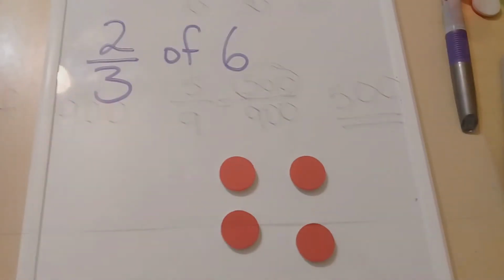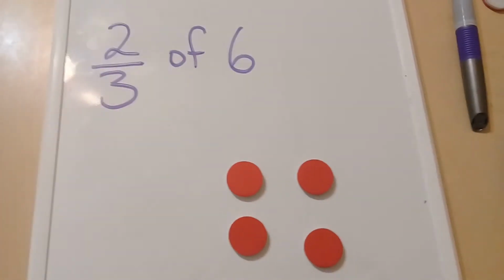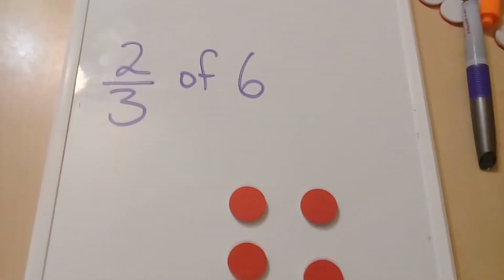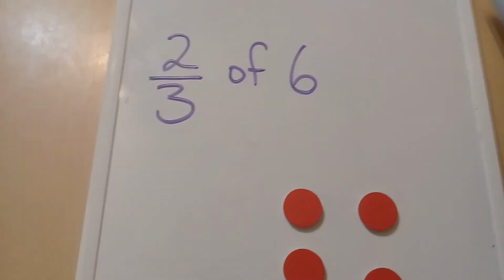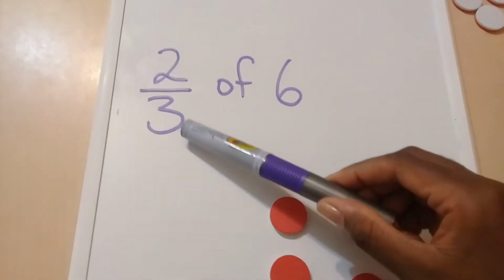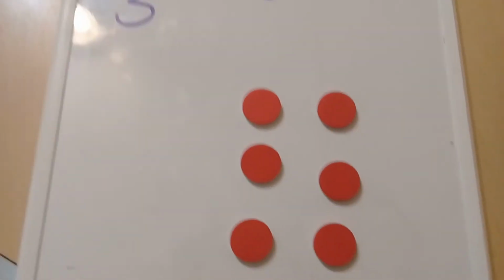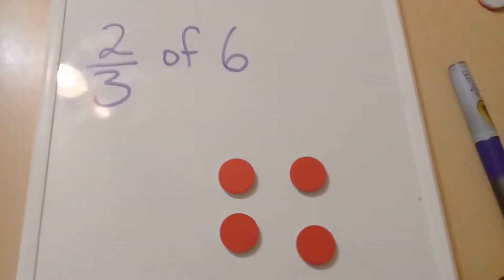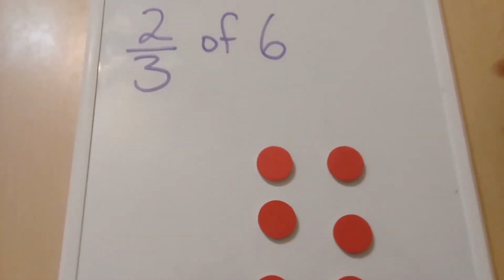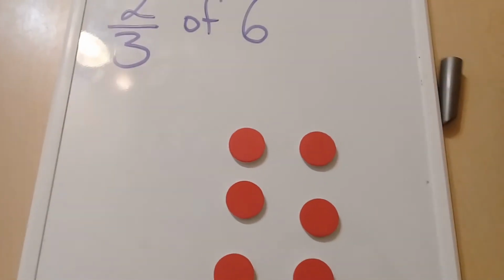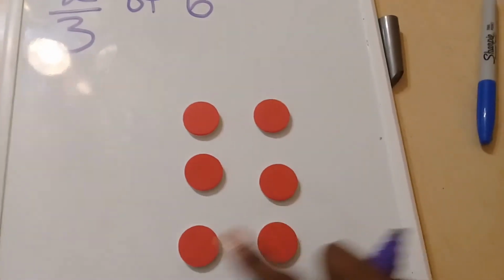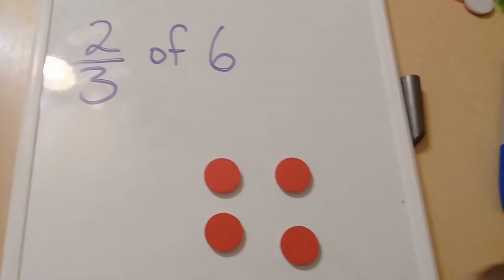So earlier I said it's really important that you write your final answer as a whole number and not as a fraction. Here's why. In this situation, we're looking for 2/3 of 6, in this case 6 candies. So here I have 6 candies and I need to find 2/3 of them. Well, I could split them into 3 equal groups. As you can see, I've already done 1, 2, 3 groups, and then find 2 of those groups.